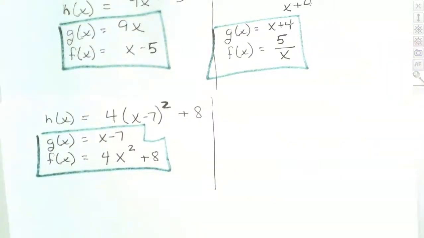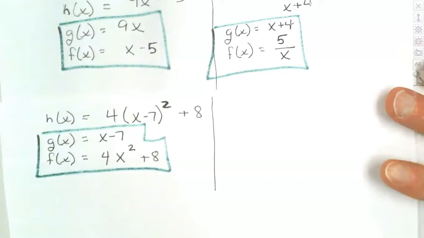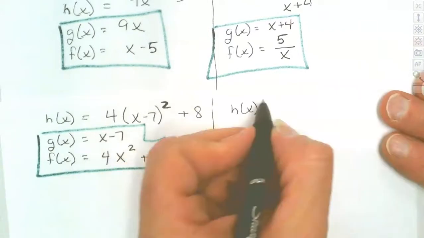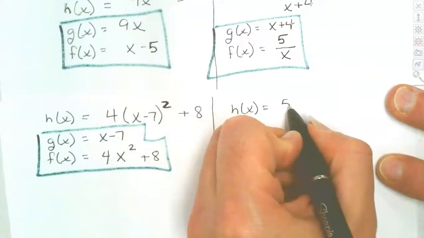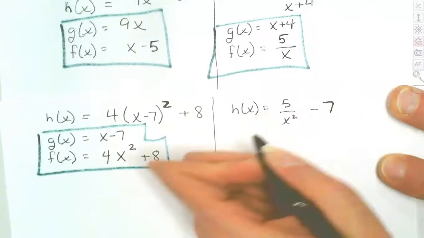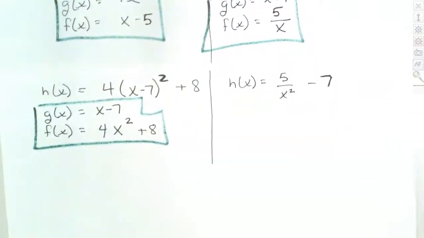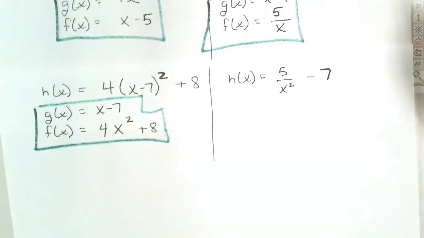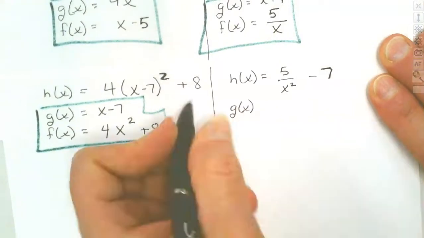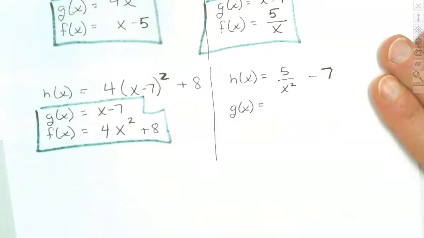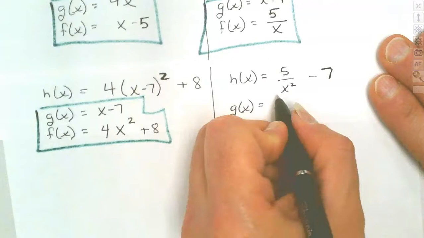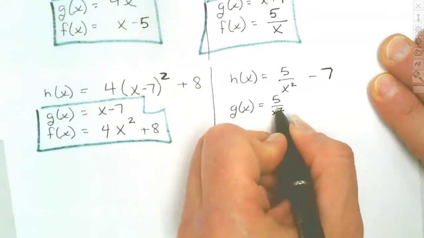Let's look at one more. And let's say I give you something very, very similar to question 4 in your homework. I'll just change the numbers. And there are many different ways to do this one. The easiest way would be to do the whole fraction at once. So I'm going to do my g of x first, and that g of x is going to be 5 over x squared, because that's your entire fraction.